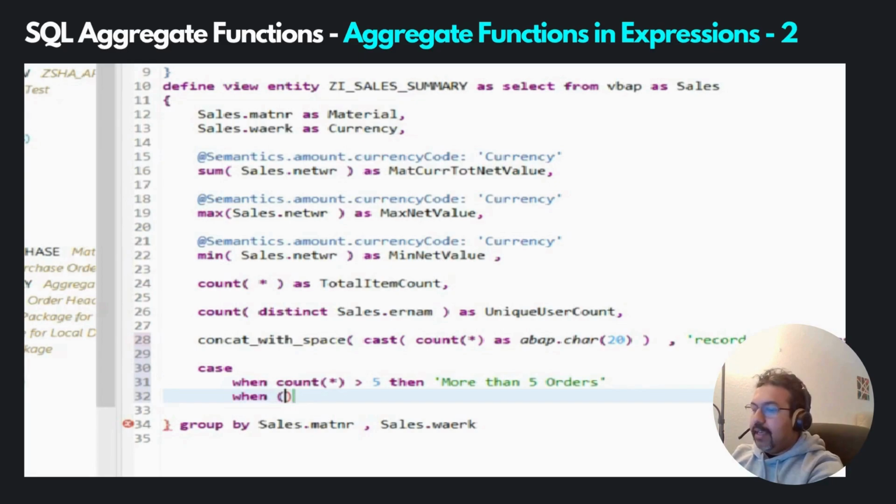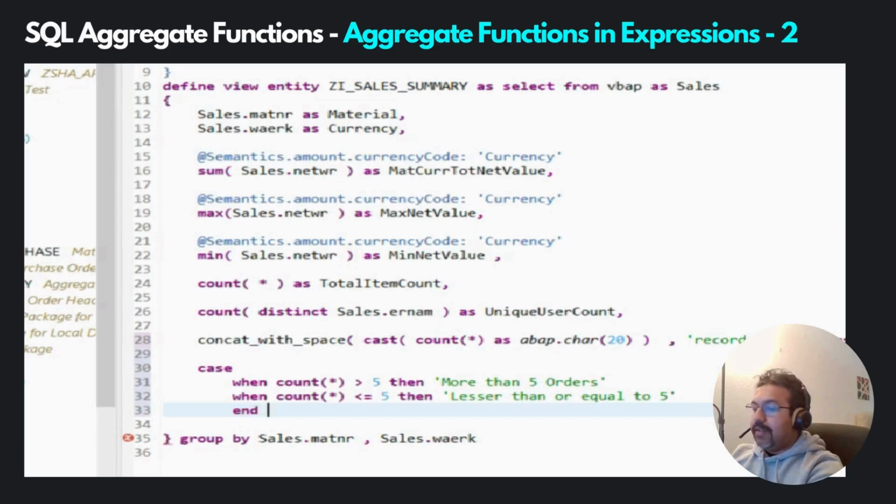And when the count of records within an aggregate is less than 5, then I want to see less than or equal to 5. All right. And I'll end this case statement and then specify the alias and say order count cutoff. All right. So this is a case evaluation.